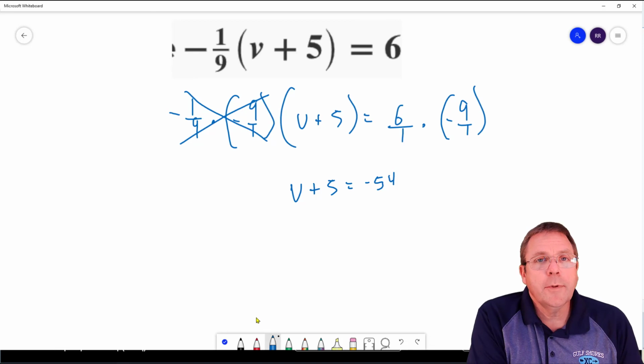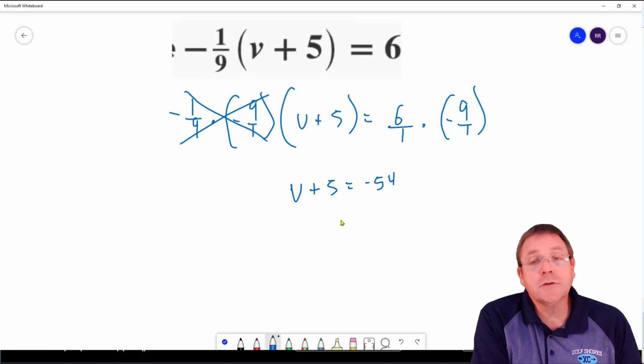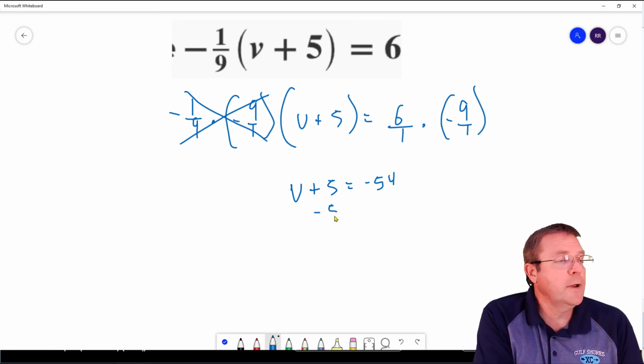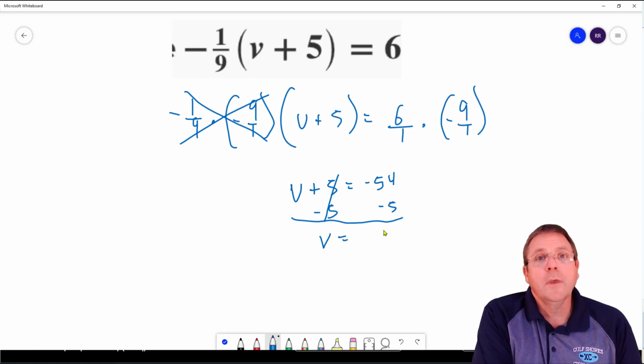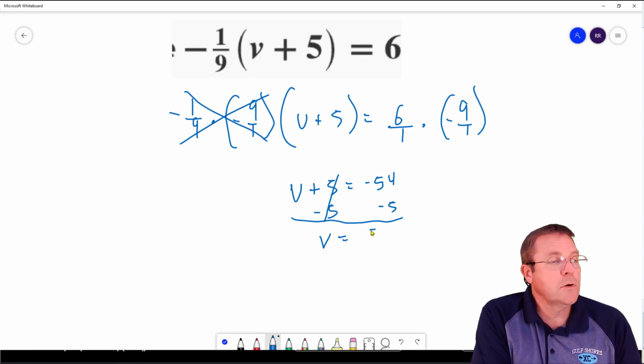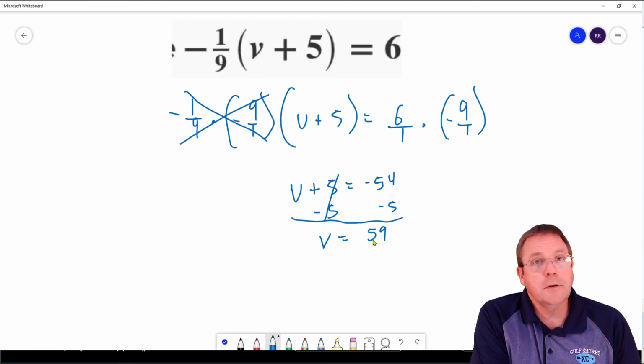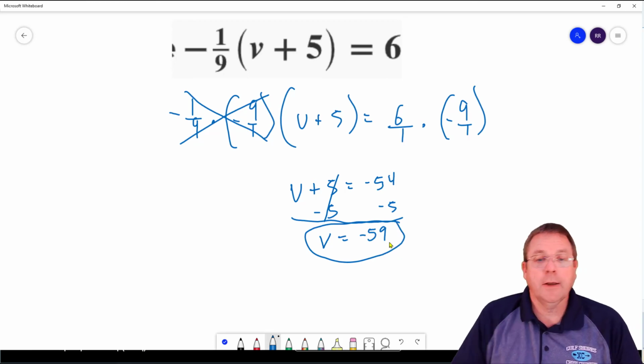Now we're going to undo addition and subtraction by subtracting 5 on both sides, subtracted on the left and the right. On the left-hand side, my 5's zero each other out, leaving v is equal to. On the right-hand side, signs are the same. Find the sum with the sign in front of your larger number going in front of your answer, giving you a -59 for the final answer.